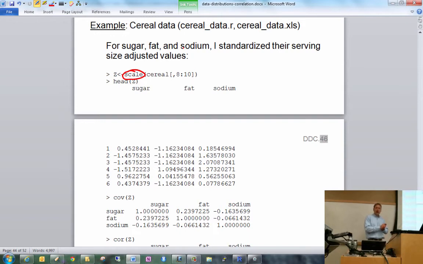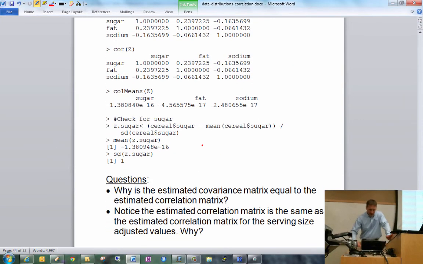And just as a reminder, essentially what R is doing is going back to its original X matrix, or columns 8 through 10 of the cereal data frame, and it's finding the mean for each column, finding the standard deviation for each column, taking the original data value, subtracting off the mean, and dividing by the standard deviation. I demonstrate that process right here for the sugar variable.